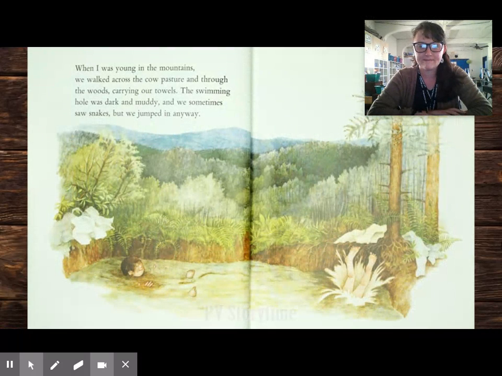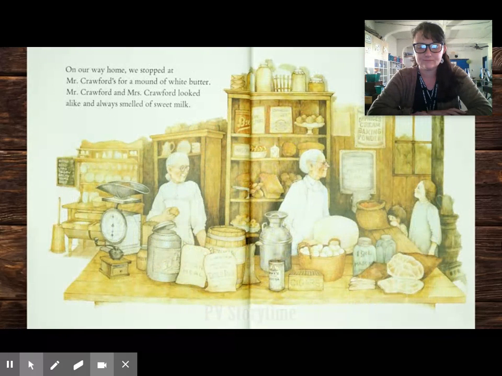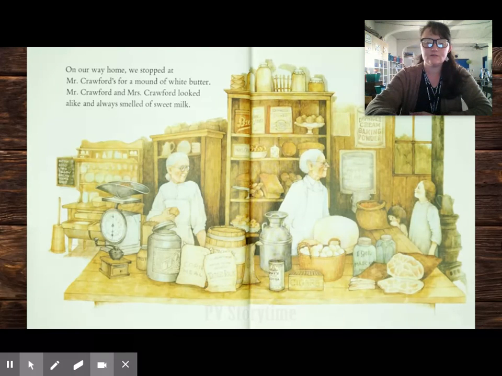When I was young in the mountains, we walked across the cow pasture and through the woods carrying our towels. The swimming hole was dark and muddy, and we sometimes saw snakes, but we jumped in anyway. On our way home, we stopped at Mr. Crawford's for a mound of white butter. Mr. Crawford and Mrs. Crawford looked alike and always smelled of sweet milk.